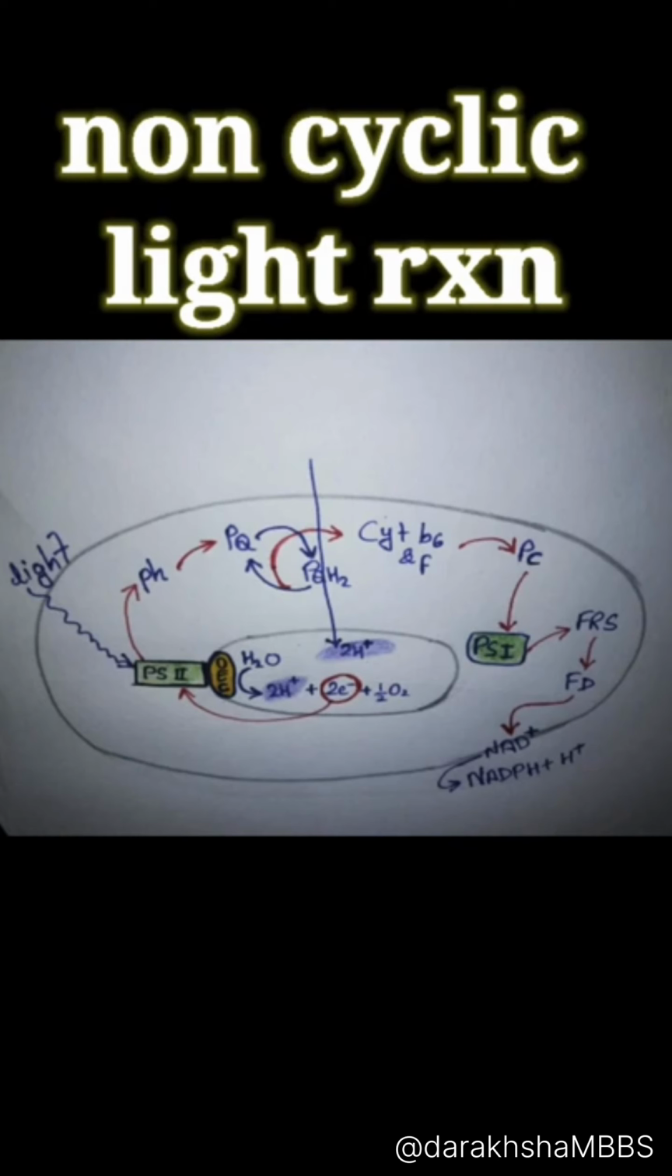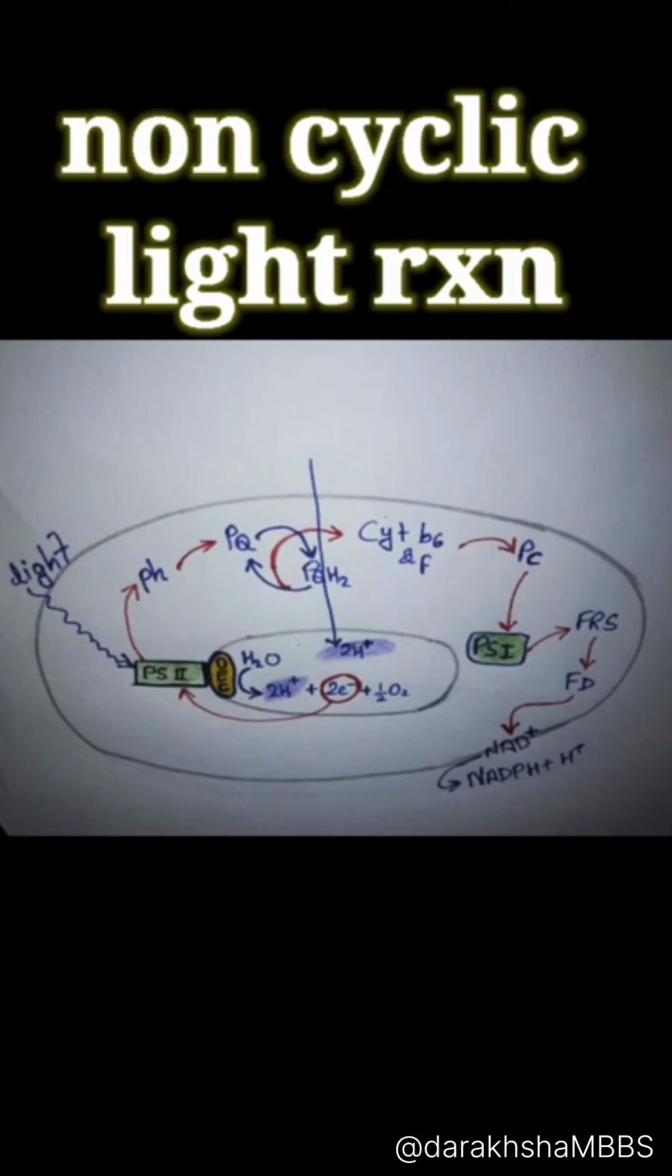The red arrow in the picture shows the path of flow of electrons. Just after water splitting, 2 electrons produced by a single molecule of water jump into photosystem 2 and pass to pheophytin. From here it passes to plastoquinone.